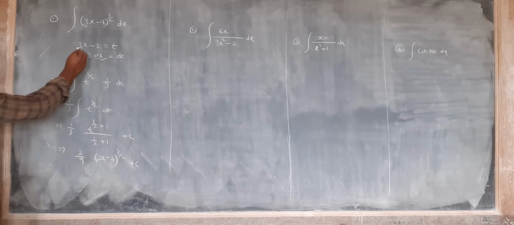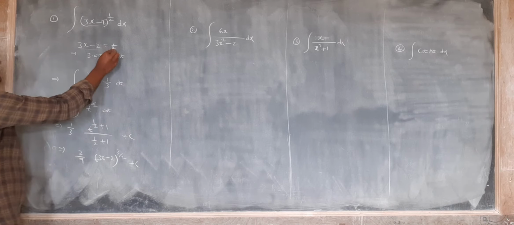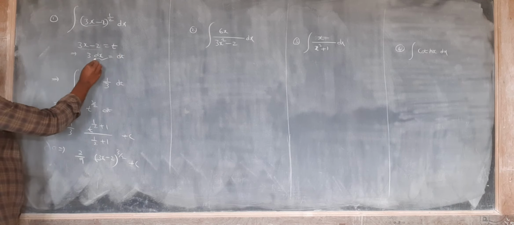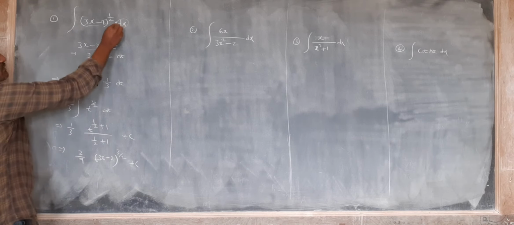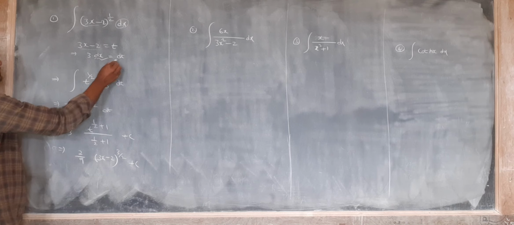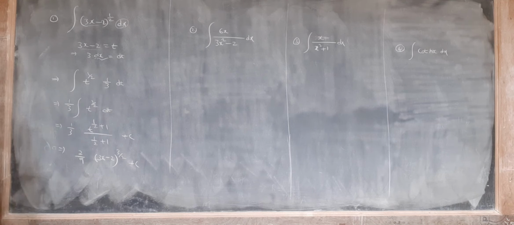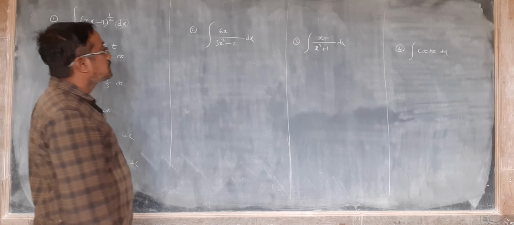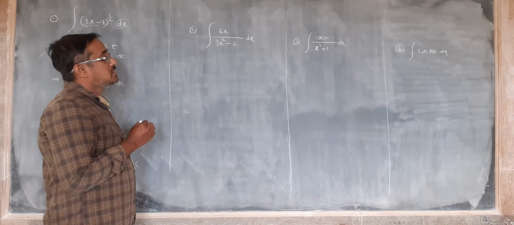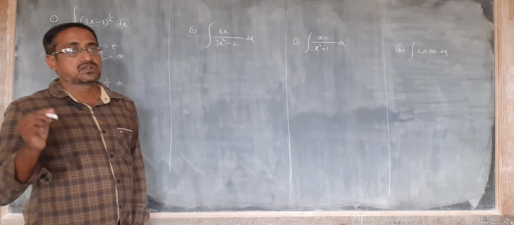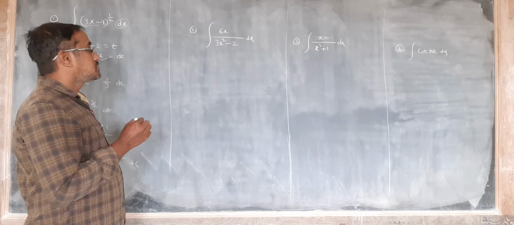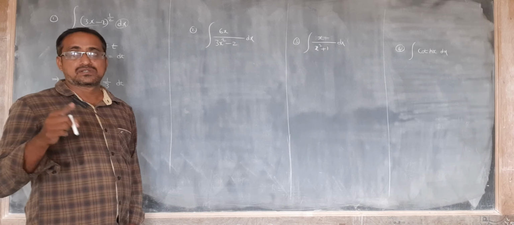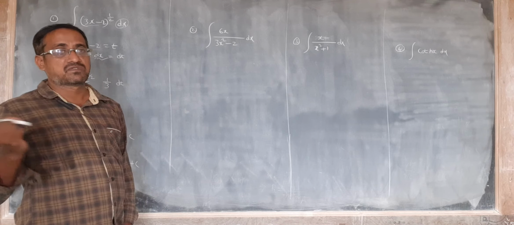We have substituted 3x minus 2 as t, so its derivative is 3 dx is equal to dt. Here you are having only dx, so dx can be written as 1 by 3 dt. Now see this problem. In these types of questions you need to observe the derivatives of functions. So to find integrations you need to learn differentiation formulas also.